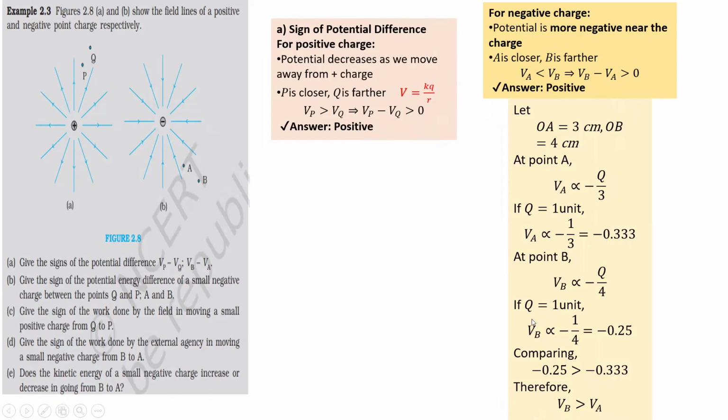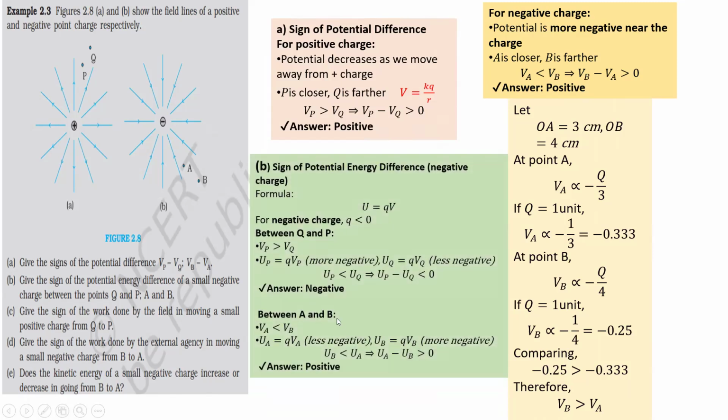Similarly, go for potential at B. Potential at B becomes minus 0.25. Minus 0.33. 0.33 is a larger value, but minus 0.33 is a smaller value. Compare these two, 0.33 and 0.25. Suppose the negative sign is not there, then 0.25 is smaller than 0.33. Now, minus 0.25 is larger than minus 0.33. That is, potential at B is greater than potential at A. Now, we'll go for part B.